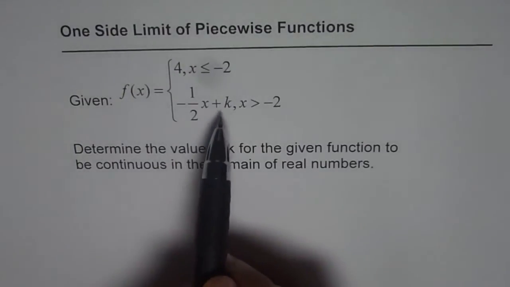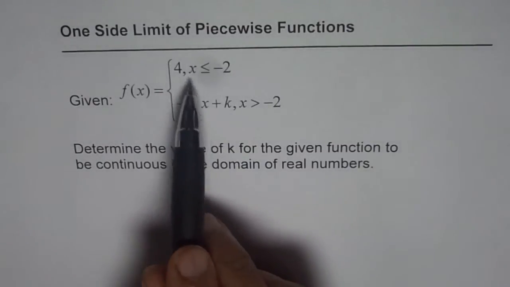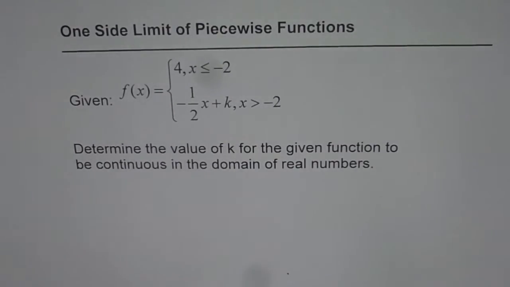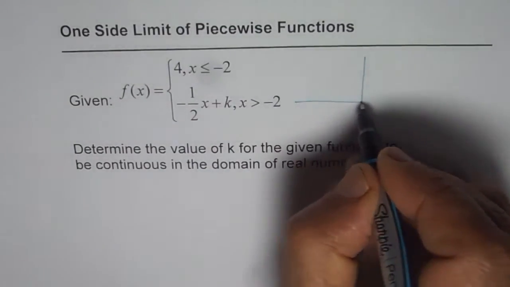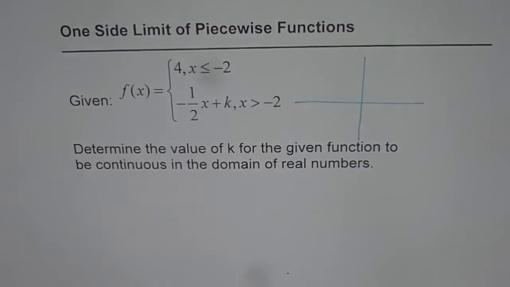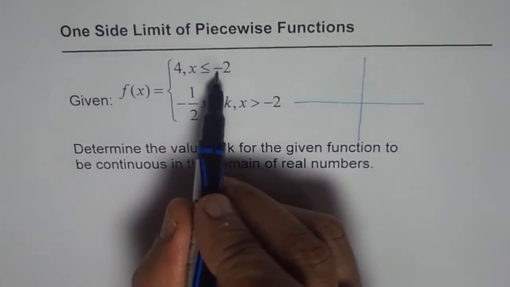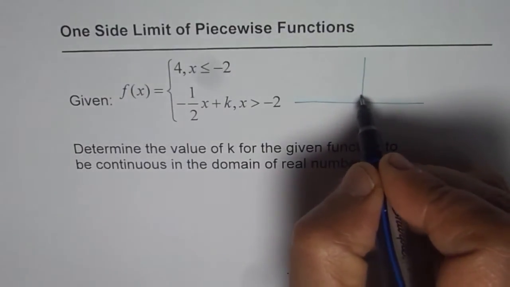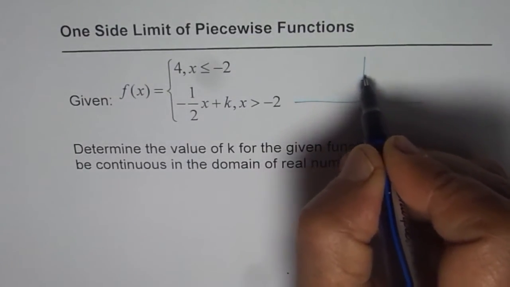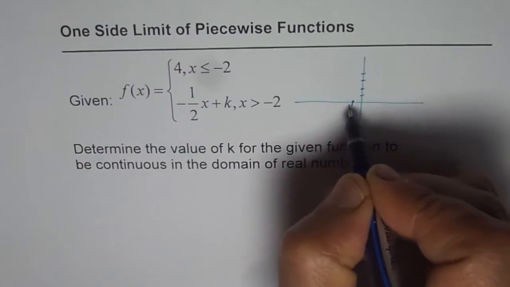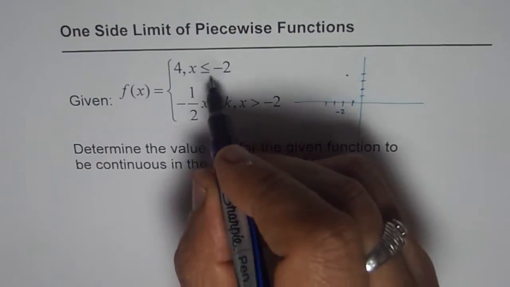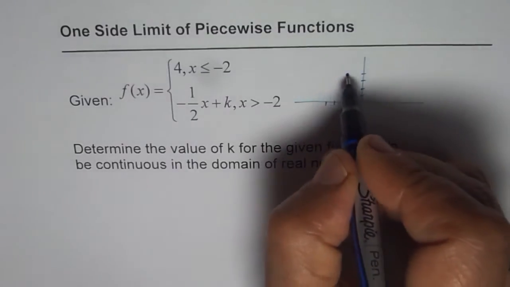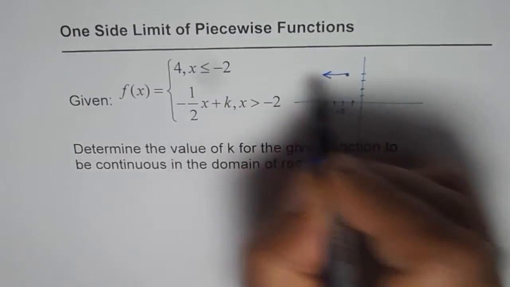And how can we really find the value of k so that this piecewise function is continuous? So let me start with a sketch. So let's sketch this function. First part is that for x less than or equal to minus 2, it is 4. So let us say this is 1, this is 2, 3, 4, the y values. X values 1, 2, 3, 4. So for minus 2, the value is 4. And for less than minus 2, it is still 4. So it's a constant. So that is the first piece.